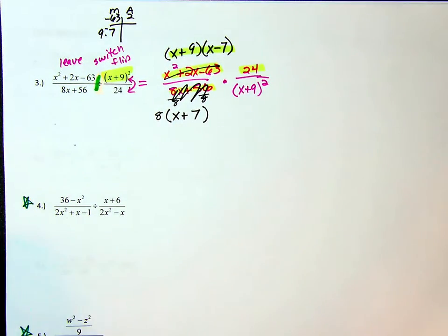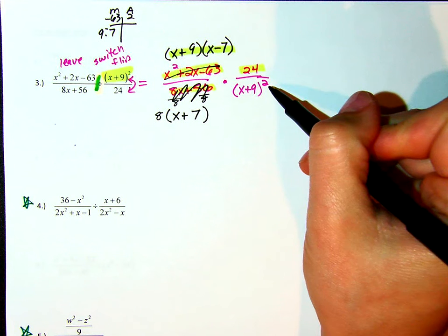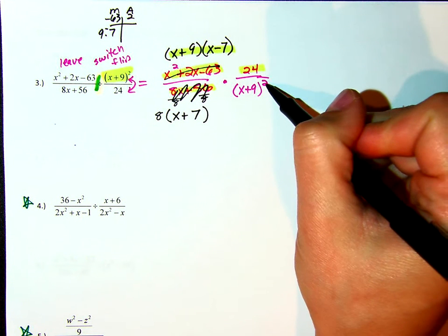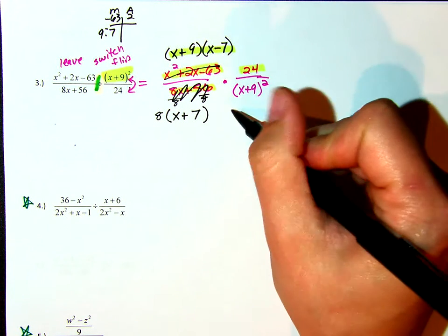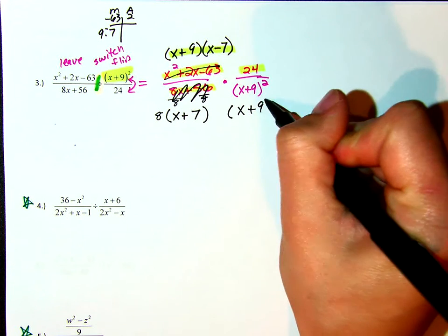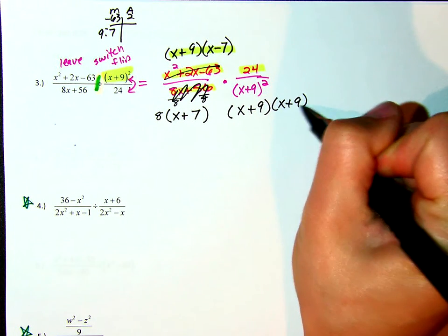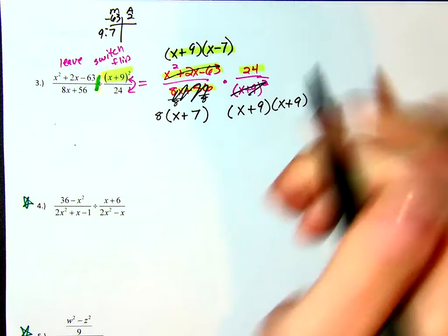This bottom one, be very careful. Remember how we talked about this in the other video. If there's a squared on the outside, what that's really telling us is I write what's in parentheses twice, and then it's already factored for me. So this becomes the new bottom there.